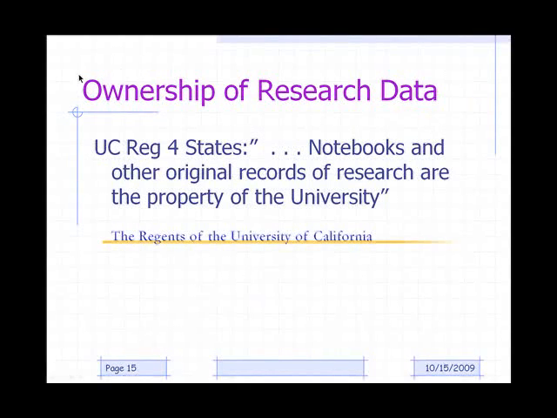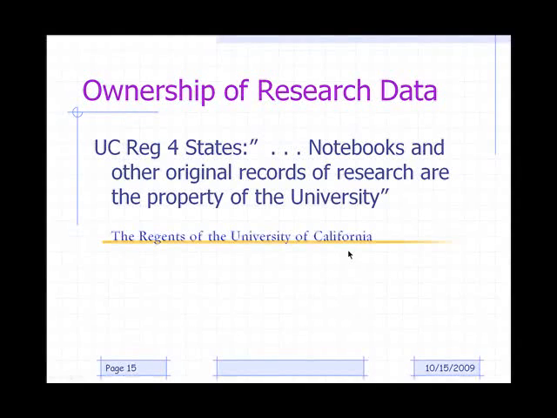So now let's transition a bit to the ownership of research data. We have just a couple more slides here. This happened to be in the slide set that I found and kind of modified as I went through it here. And it was showing this from the research of the University of California.